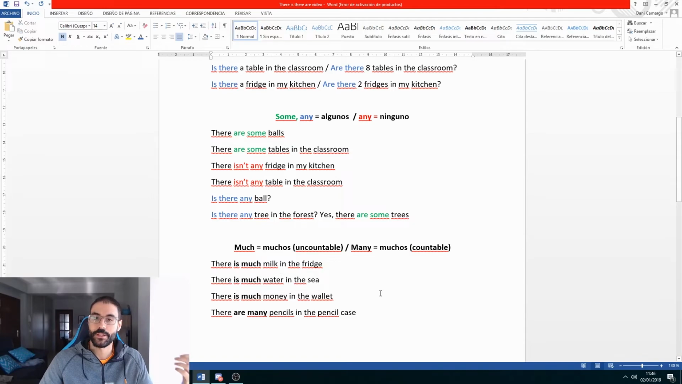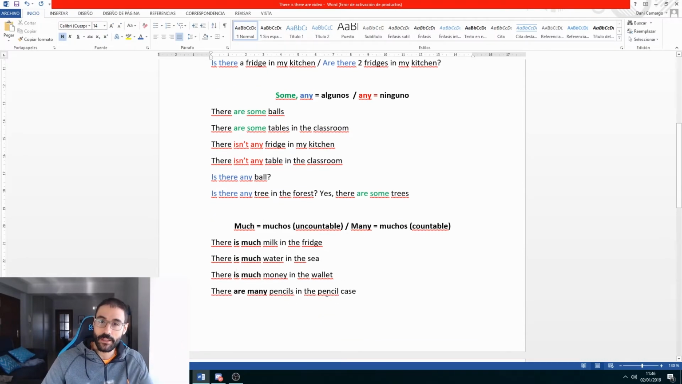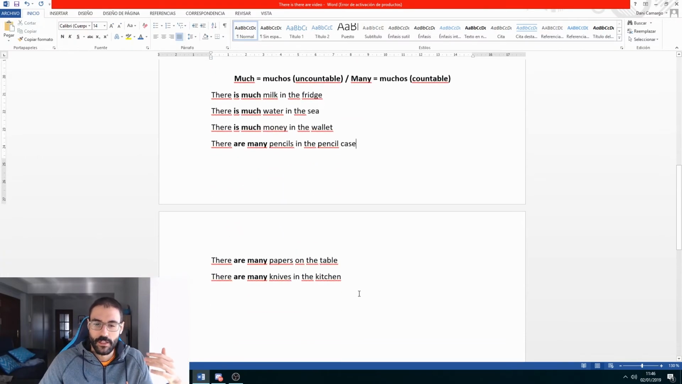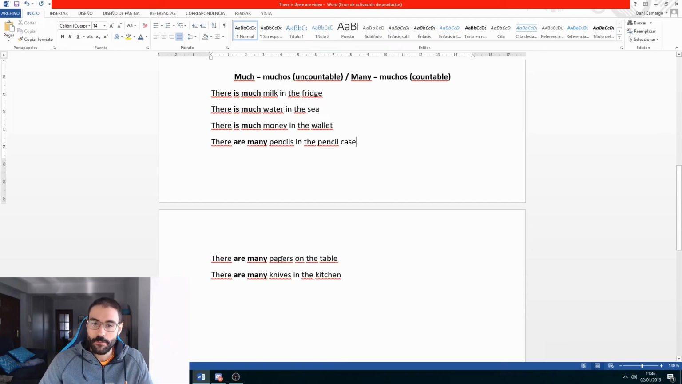There is much money in the wallet. Hay mucho dinero. Okay? You can't count the money. You can't say 3 monies, 4 monies. Okay? So there is much money in the wallet, en la cartera. And now with many, there are many pencils in the pencil case. You can count the pencils, like 3 pencils, there are 7 pencils, there are some pencils, okay? Or there are many pencils. Hay muchos lápices, okay?